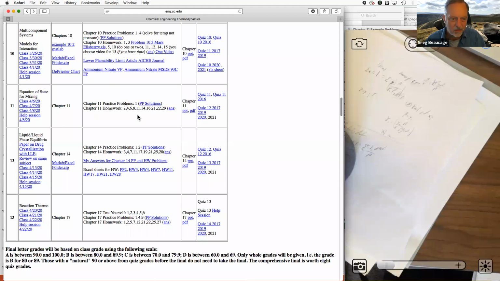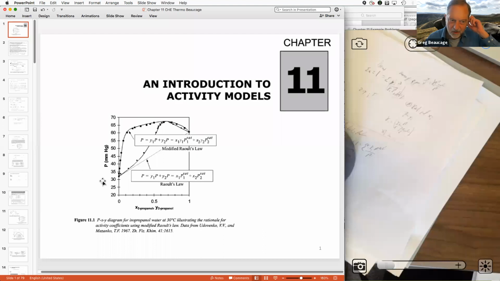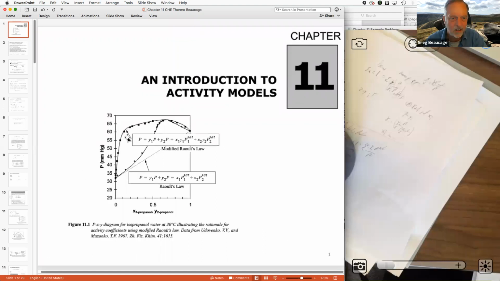Tomorrow I'll do some problem sets. Maybe just go over the old quizzes. That's mostly what needs to be done.